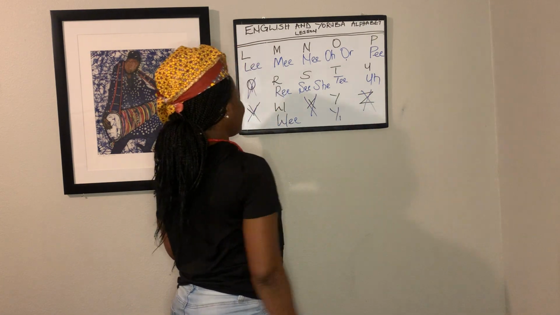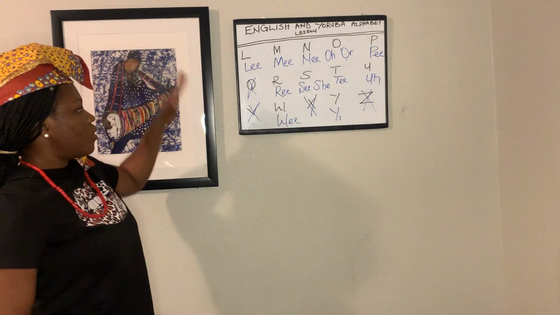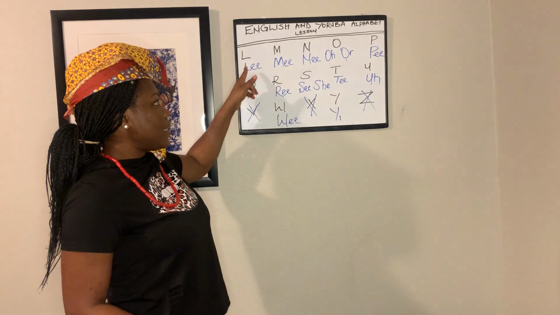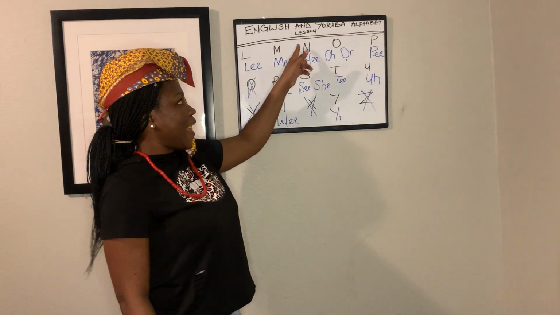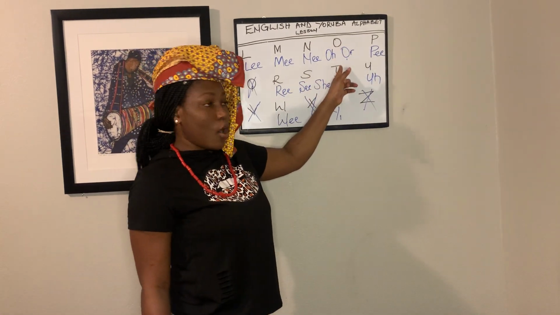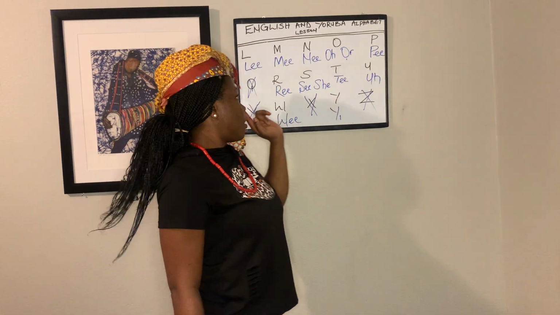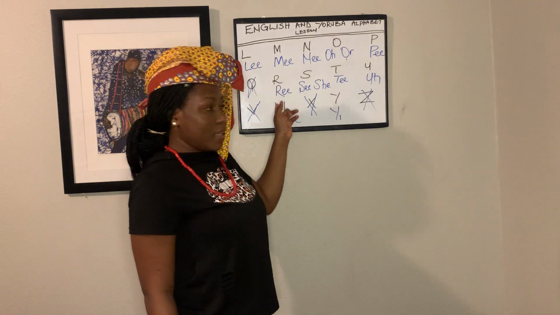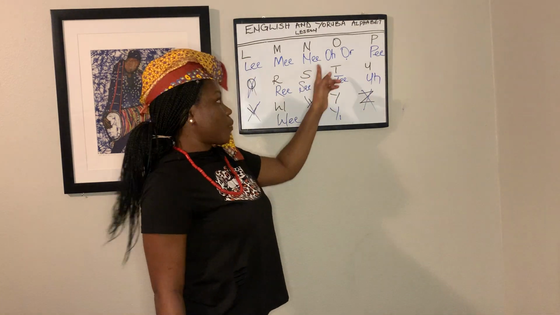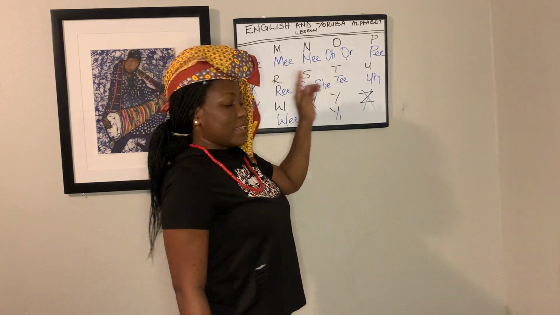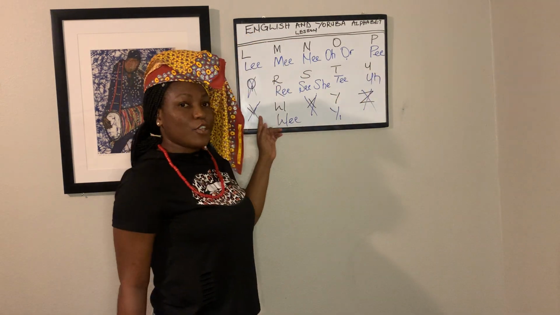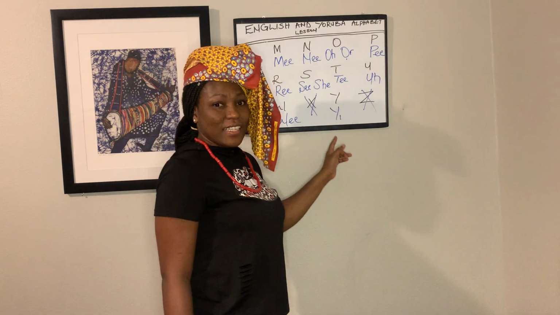Let me just go back and read for you. L is Li, M is me, N is Ni, O is O, and the other one is O. P is P, R is R, the first S is C, and the other one is she. T is T. U is U, W is V, and Y is E.